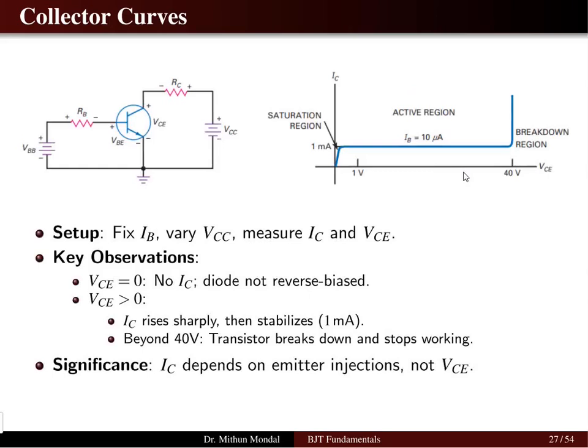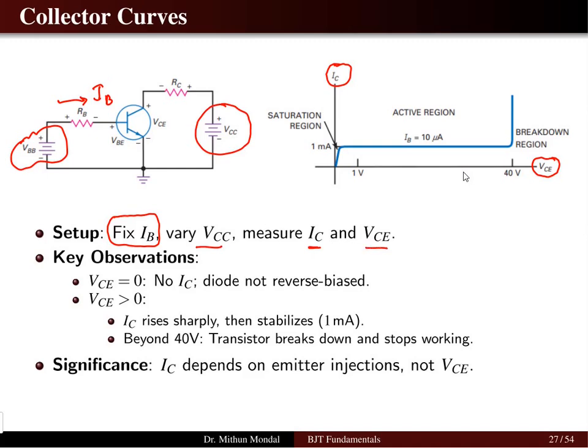When we talk about the collector curve, the collector curve is drawn between the collector current and the collector emitter voltage. You need to fix the base current first. So whatever base current is flowing here has to be fixed. This can be fixed only when the source VBB is fixed, and you can vary the collector voltage VCC, and you measure the current IC and VCE.